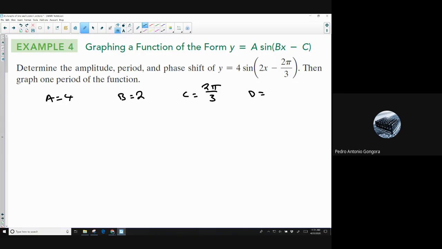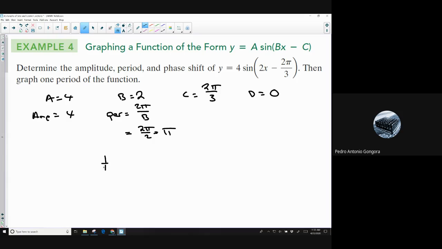If C is negative, that's going to shift my starting point to the left. But I want to shift my starting point to the right because of the negative in this function. And D is 0, so that makes the amplitude just 4. I want to differentiate that a little bit, because if there's a negative in here, then that's going to be a reflection. B helps me give the period. The formula for period is 2 pi over b. So that's 2 pi over 2, which is just pi.